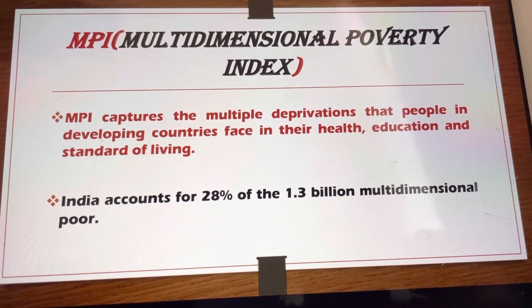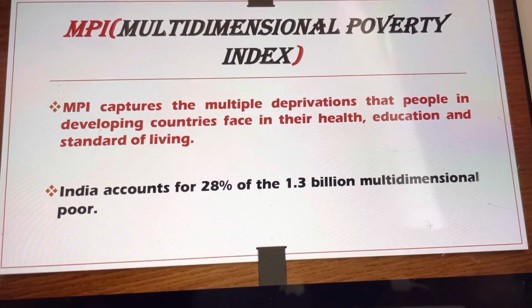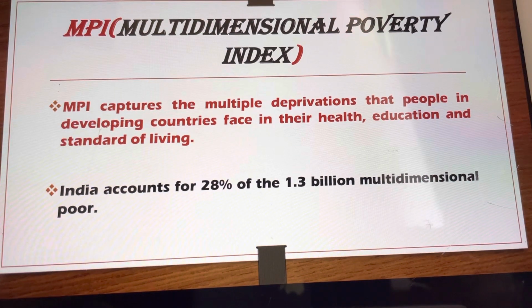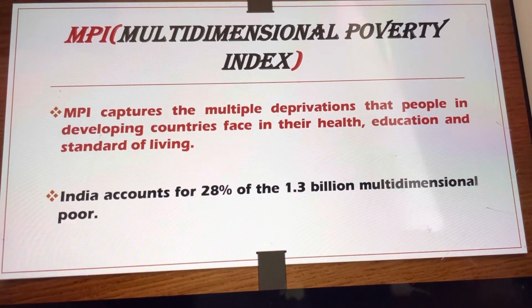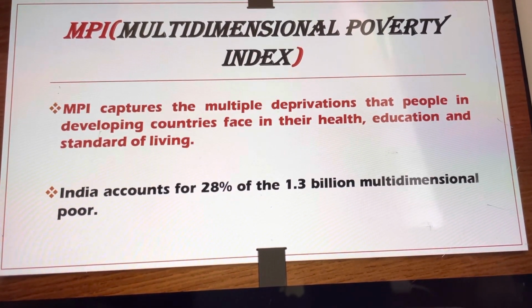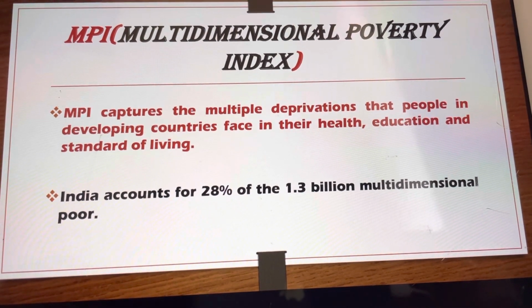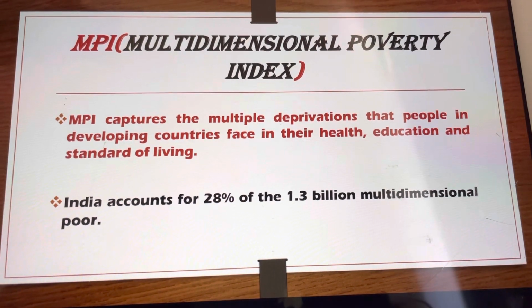Multidimensional Poverty Index. What is it? MPI captures the multiple deprivations that people in developing countries face in their health, education and standard of living. India accounts for 28% of the 1.3 billion multidimensional poor.